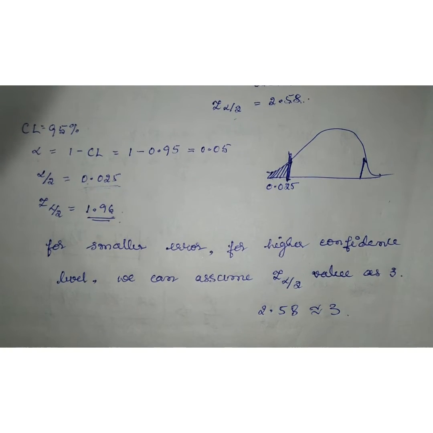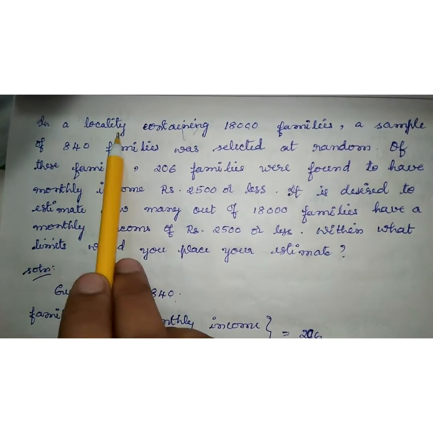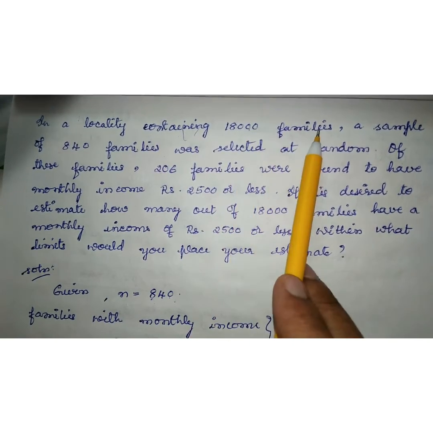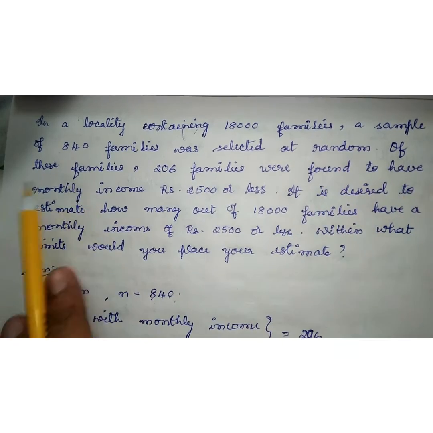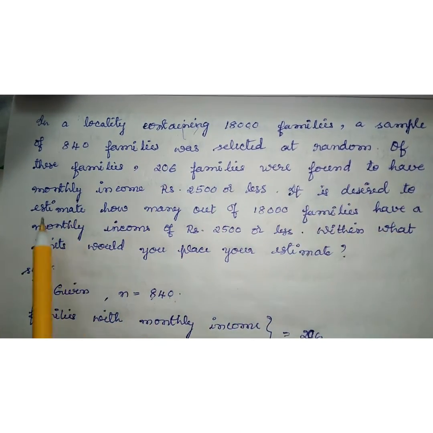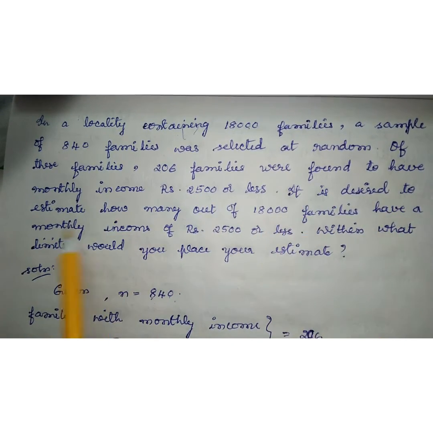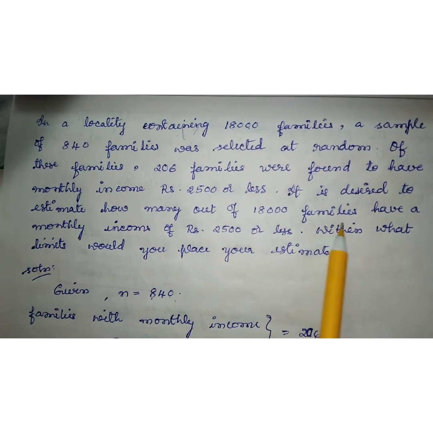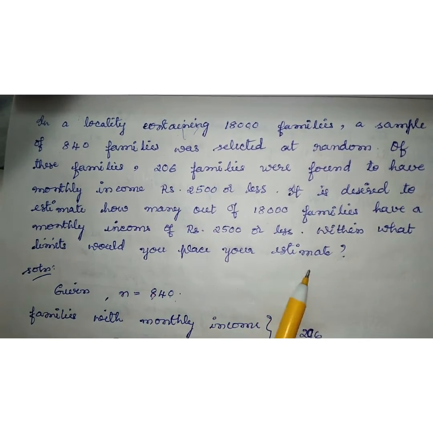So with all this knowledge, let us solve the problem on confidence level. Here we have a problem. In a locality containing 18,000 families, a sample of 840 families was selected at random. Of these families, 206 families were found to have monthly income rupees 2,500 or less. It is desired to estimate how many out of 18,000 families have a monthly income of rupees 2,500 or less. Within what limit would you place your estimate?